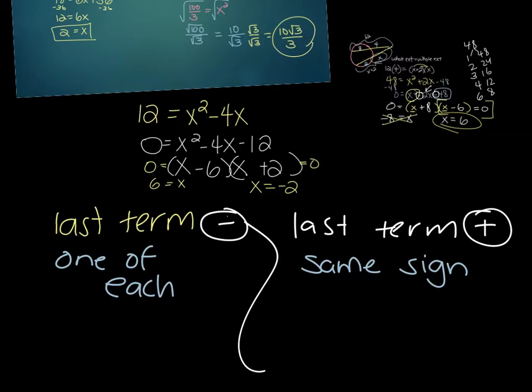And then the bigger, if they're different, the bigger number matches the middle. So if the middle is negative, then the bigger number is negative. If the middle is positive, then the bigger number is positive. So if it was positive 4, then the answer would have been negative 2.